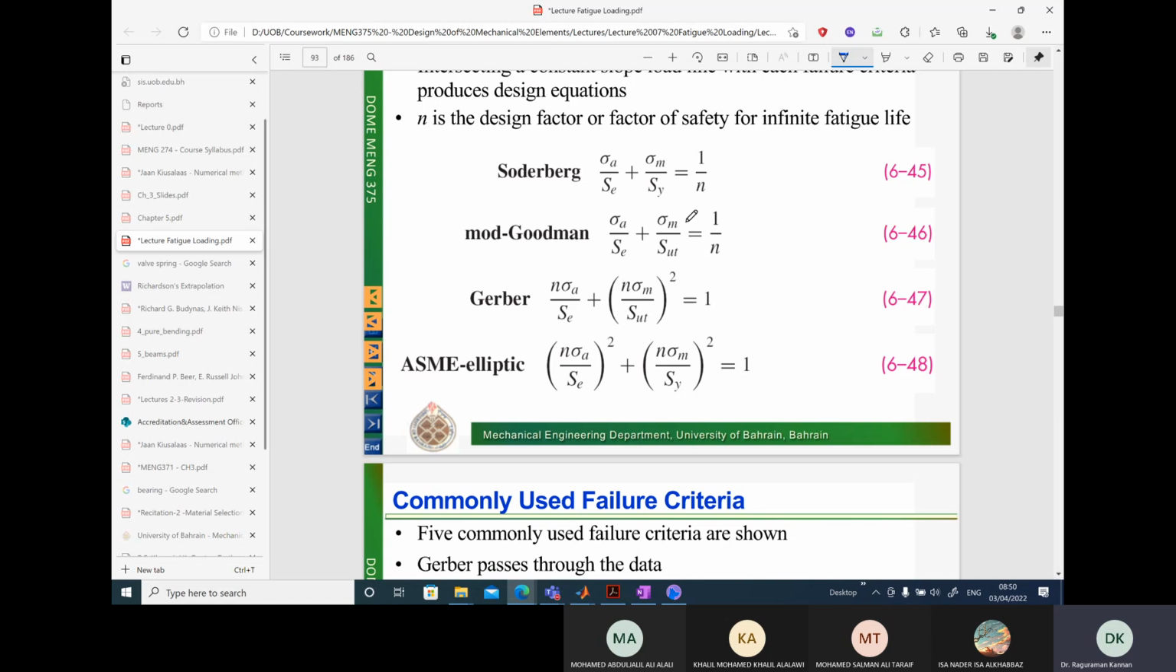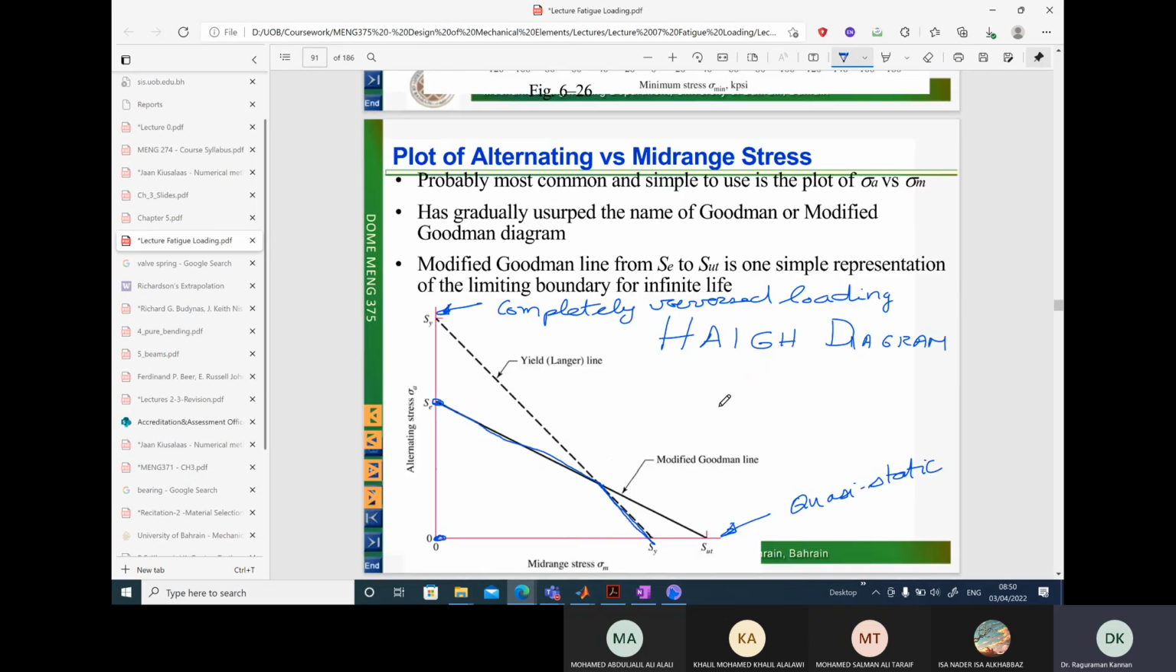Again, we can see that we can express y. This is the y value, sigma amplitude. y is equal to mx plus c. We can express this equation in that form, and you will see it as an equation of the line. So let's write this equation right over here for this line. Sigma amplitude over SE value plus sigma mean stress value, the x-axis, over SUT value is equal to 1. So this is the equation of this line.